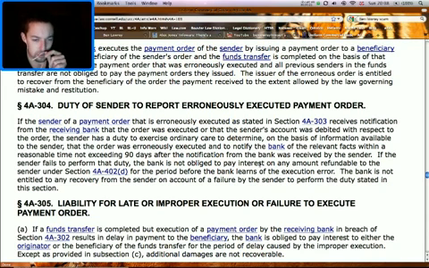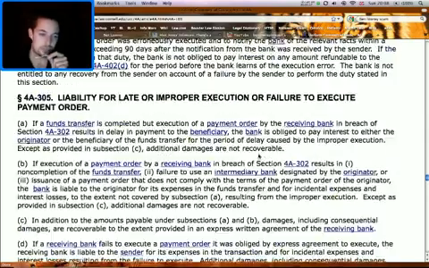If the sender fails to perform that duty, the bank is not obliged to pay interest and any amount refundable to the sender under section 4A-402D for the period before the bank learns of the execution error. The bank is not entitled to any recovery from the sender on account of a failure by the sender to perform the duty stated in this section.